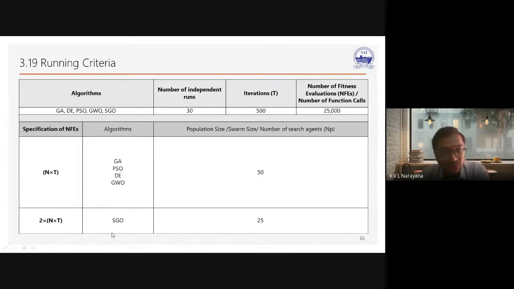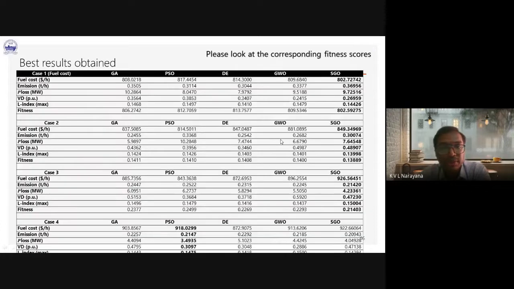Even for social group optimization, the difference between social group and other algorithms is that in the SGO, the population is updated 2 times. So that's why population size is taken as 25. 25 into 2, 50 into 500, that is 25,000 fitness evaluations. So this is the running criteria. For understanding's sake, I will show these results at the end after showing the MATLAB code.